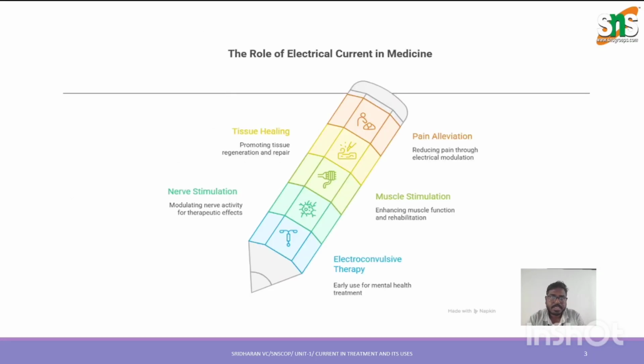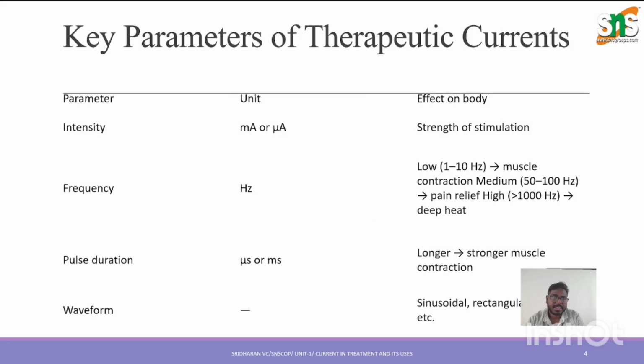This flow chart shows the role of electrical current in medicine. So mainly the electrical current in medicine is used for pain alleviation, tissue healing, muscle stimulation, nerve stimulation, and finally, in some cases, electroconvulsive therapy is also used for treating mental health purposes.